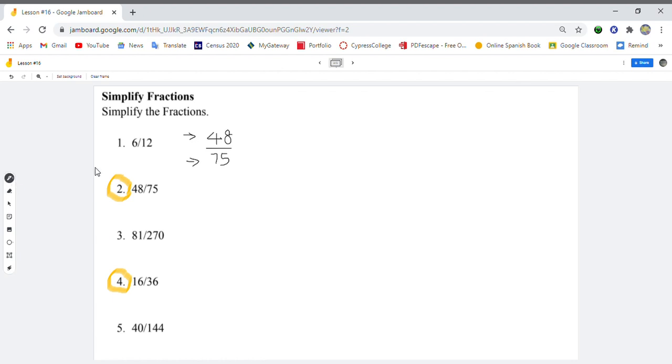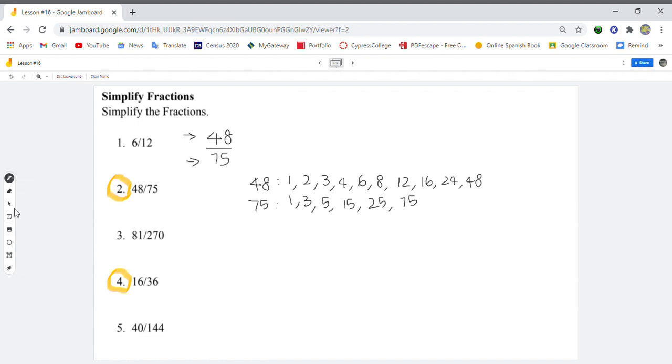So first, let's find the GCF. 48 and 75, let's list the factors. 48 is 1, 2, 3, 4, 6, 8, 12, 16, 24, and finally 48. 75 is 1, 3, 5, 15, 25, and 75.